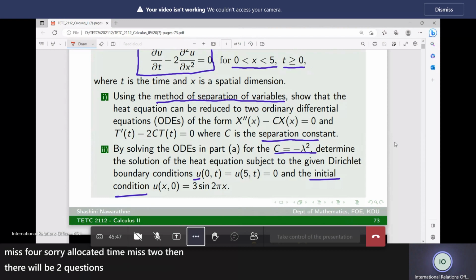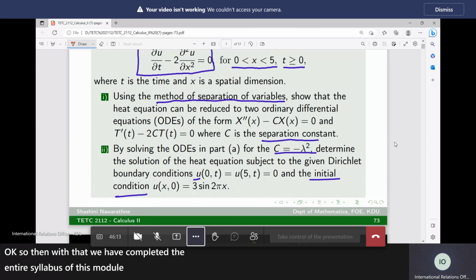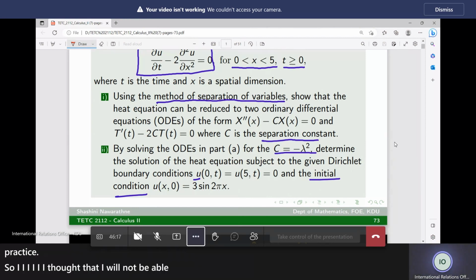So you have to practice solving such a problem within 30 minutes. That is the task. I will share some additional examples if you need, then you can practice. Okay, with that, we have completed the entire syllabus of this module. I thought that I would not be able to complete it.